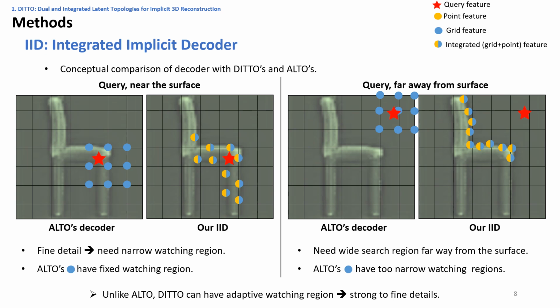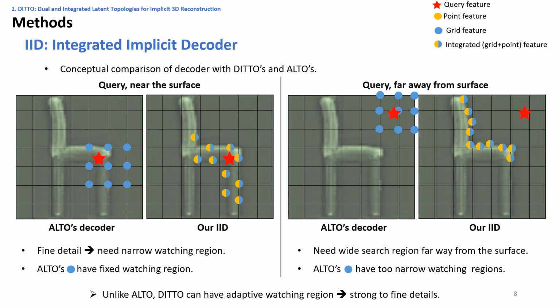Then we concatenate the grid and point latents into integrated neighbor features. After that, we apply self-attention between the query feature and integrated neighbor features to estimate the occupancy value. There are two reasons why IID works better than decoder of ITTO. First, ITTO uses grid latent only, but we can utilize further detailed features from both grid and point latents. Second, IID can utilize adaptive region of interest.